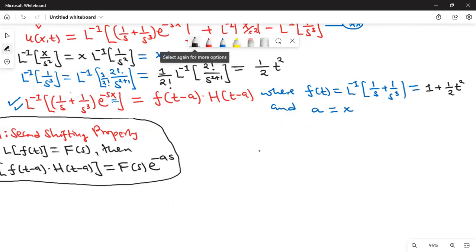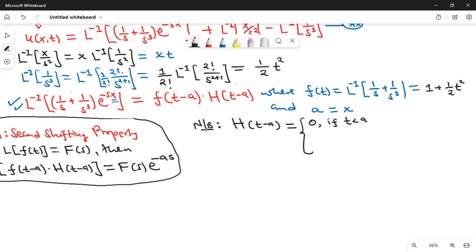Let me write. Also, I want us to take note that this function h of t minus a is called the Heaviside function. And this function is 0 whenever t is less than a, and it is 1 whenever t is greater than a. If I were to sketch it, this is the function.